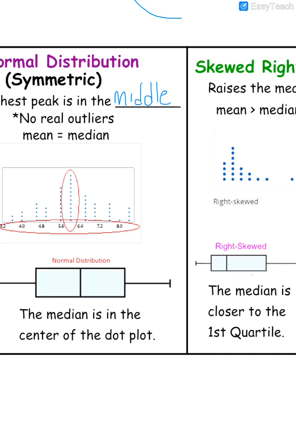There's no real outliers. The mean and the median would be exactly the same. Okay?